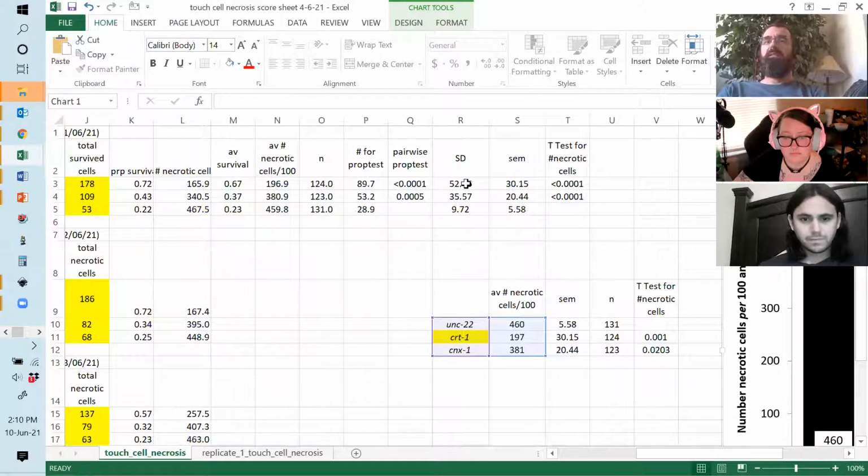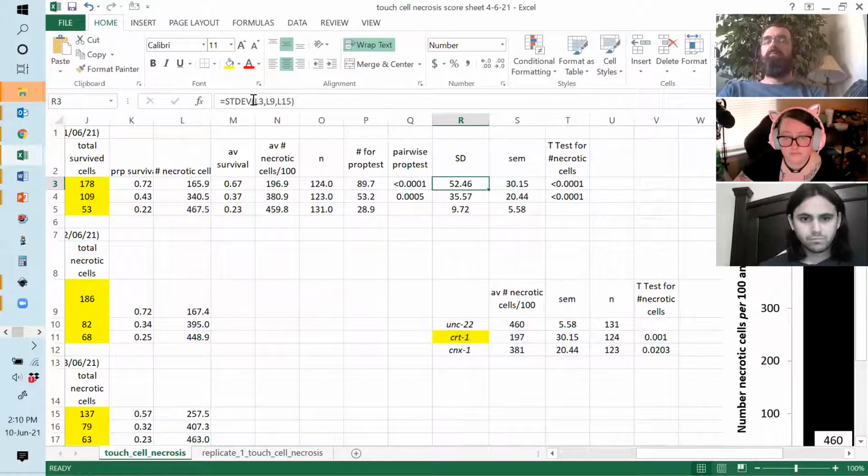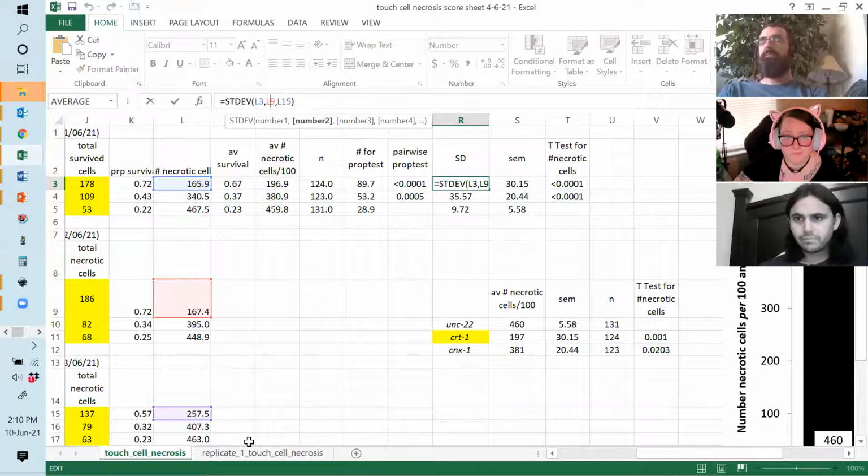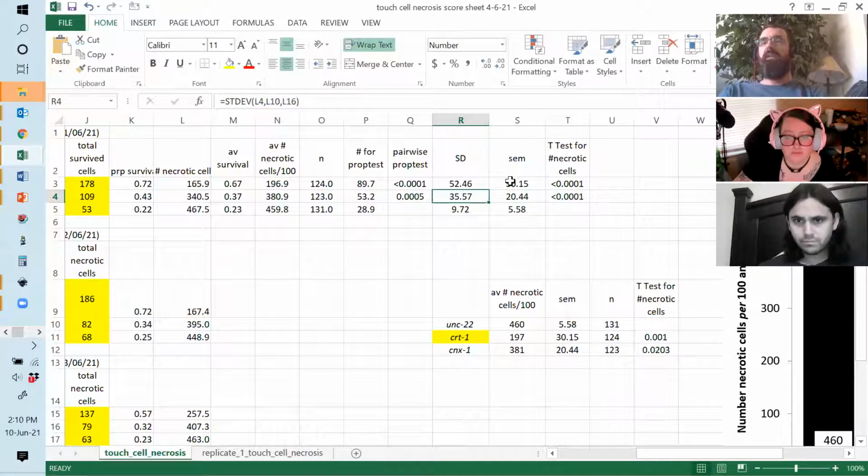You calculate the standard deviation with the equals sign and then the standard deviation function. This is kind of funkily laid out: rather than being 3 together, it's 3 individual points. So it's those 3, for example. Then the standard error of the mean is the standard deviation divided by the square root of the sample size.